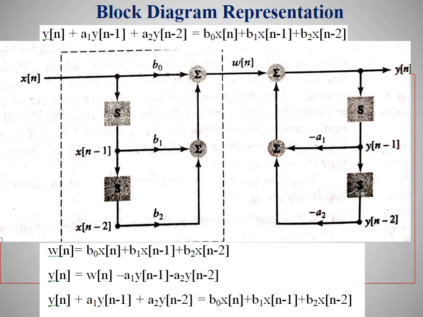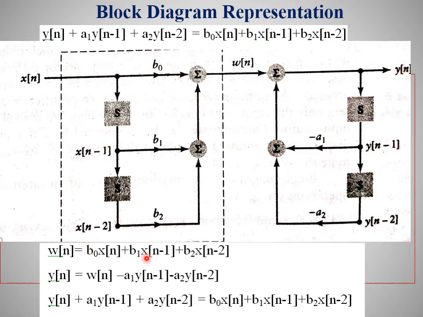So now let us try to start sketching the block diagram. In order to sketch the block diagram, first we have w of n. So we have the input x of n. The first element is just a scalar element, so we could write it as b0 into x of n. Scalar representation is shown with an arrow, and the value of the scalar is written above it as seen here. So this is b0 into x of n.